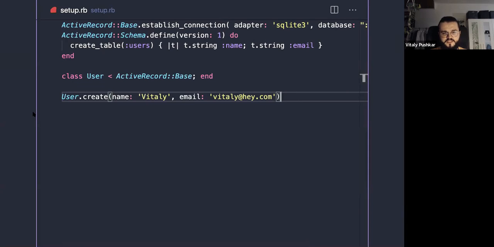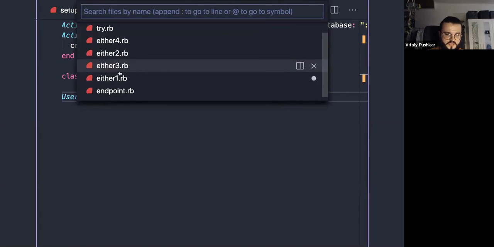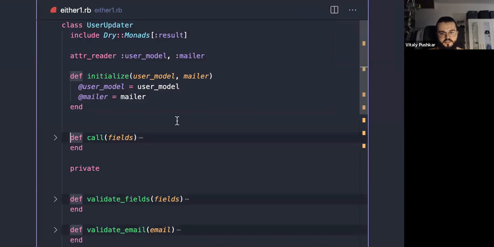So what we have here is a super simple application. It just has a users table, one user in that database, me, and the table has two columns, name and email. And the logic that this application has does one thing: it updates the user. So we can initialize the user updater class, and then we can call the call method on it with the fields to update.